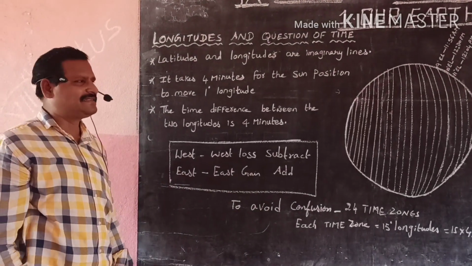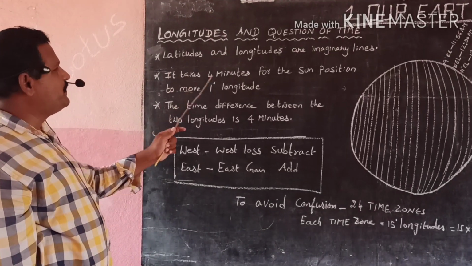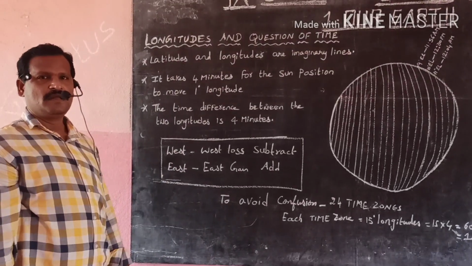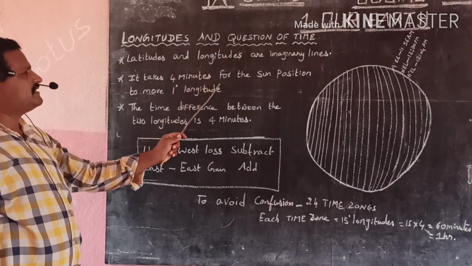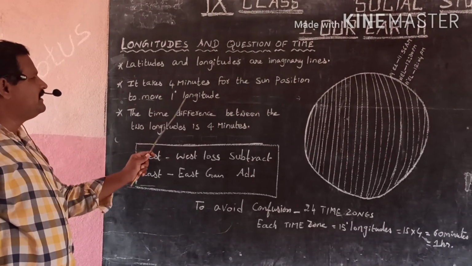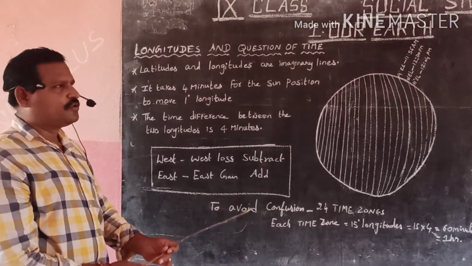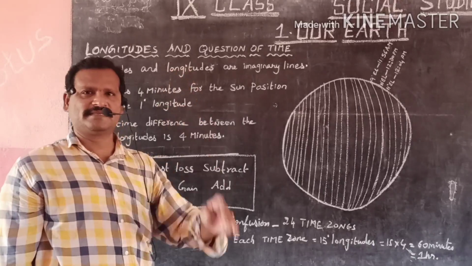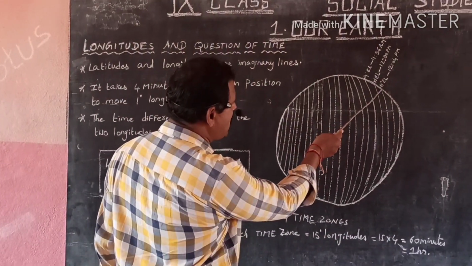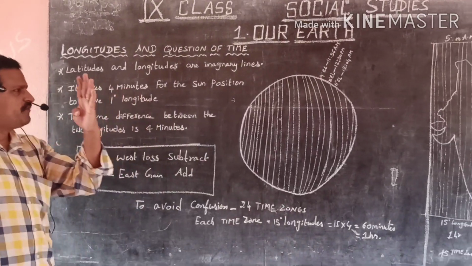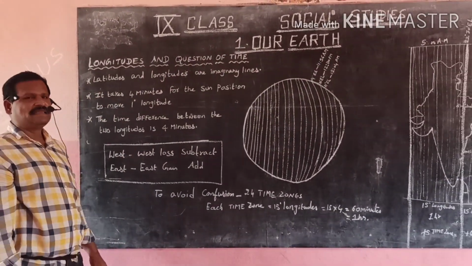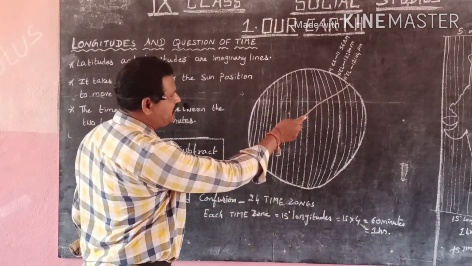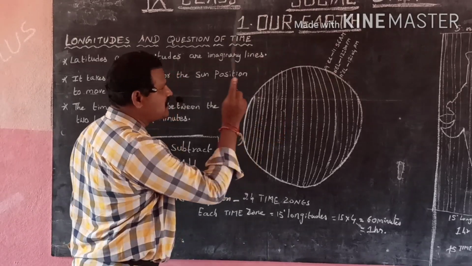Children, one interesting fact is that it takes 4 minutes for the sun's position to move 1 degree longitude. That means for sunlight to travel from one longitude to the other, it takes 4 minutes. That means the time difference between two longitudes is 4 minutes.